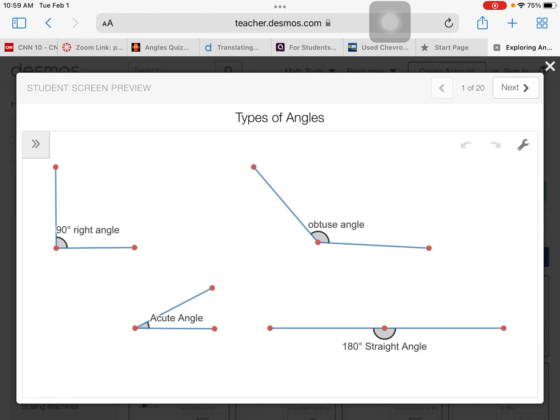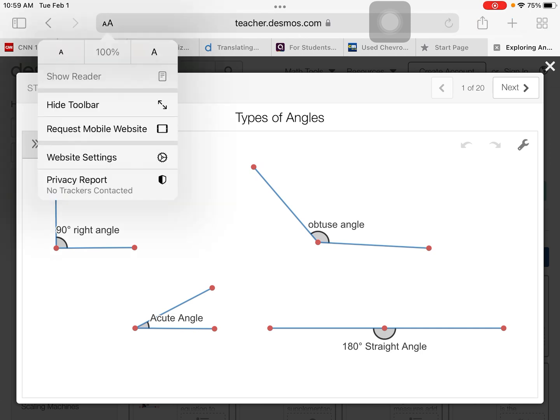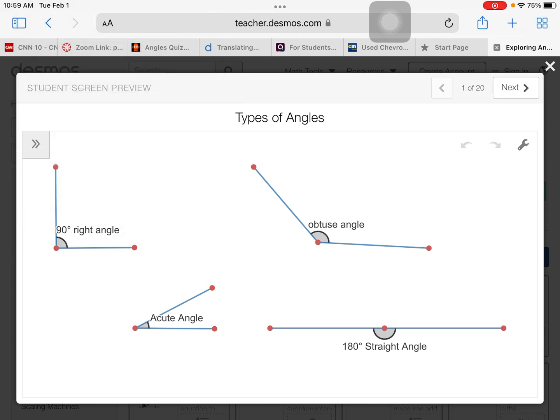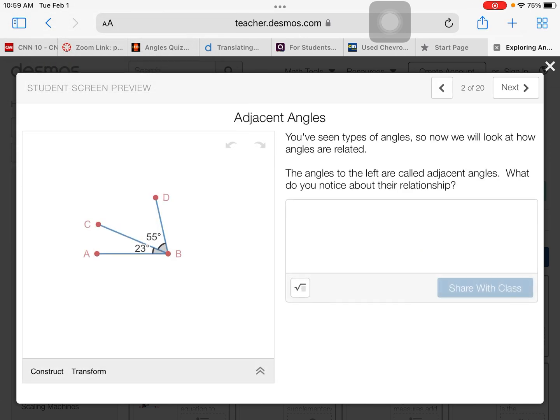And so you have slide 1. You're going to sign in as a guest. You're not using any kind of password or anything. You're going to do the guest deal and just put your name in. Up here, you're hitting next. And once again, you can use the little AA button to make it larger or smaller if needed. Those talk about the types of angles. Then this one talks about adjacent angles.